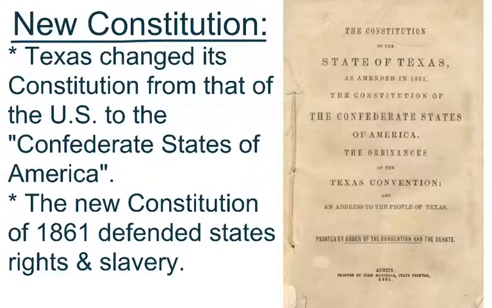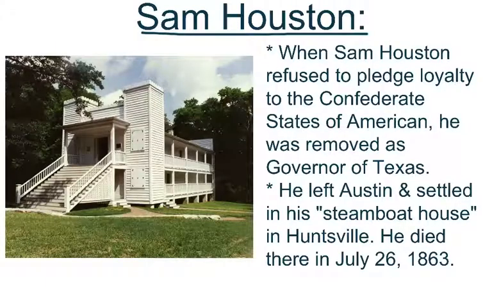Now, in all of this, you're probably asking, where is our great hero, Sam Houston? He's still governor at this time. But when Sam Houston refused to pledge loyalty to the Confederate States of America, he was removed as governor of Texas. He did not want any part of the Confederate South. He tried to tell the people of Texas that if we join the Confederate South of America, then bad things will happen to us. We will eventually lose the war, and our economy in Texas will plummet and will not be successful. Most people did not want to hear that. That's the reason why they kicked him out of office.